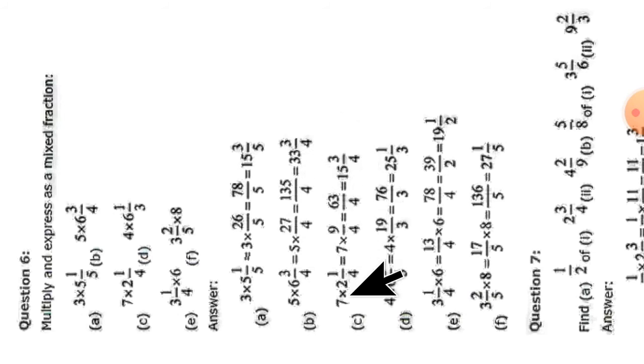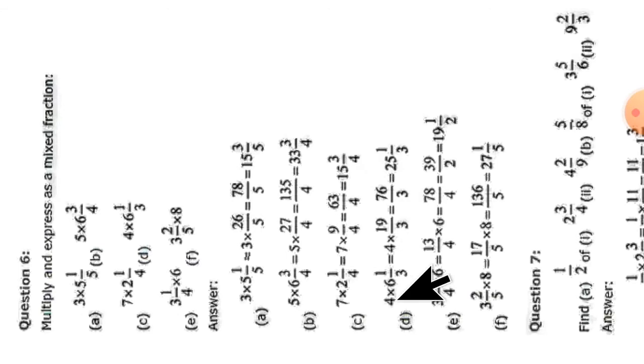Third one, 7 into 2 integer 1 upon 4. Open it. 4 2s are 8, 8 plus 1, 9. So 7 into 9 upon 4 equals, 9 7s are 63. 63 upon 4 equals, divide 63 by 4, you will get 15 integer 3 upon 4.